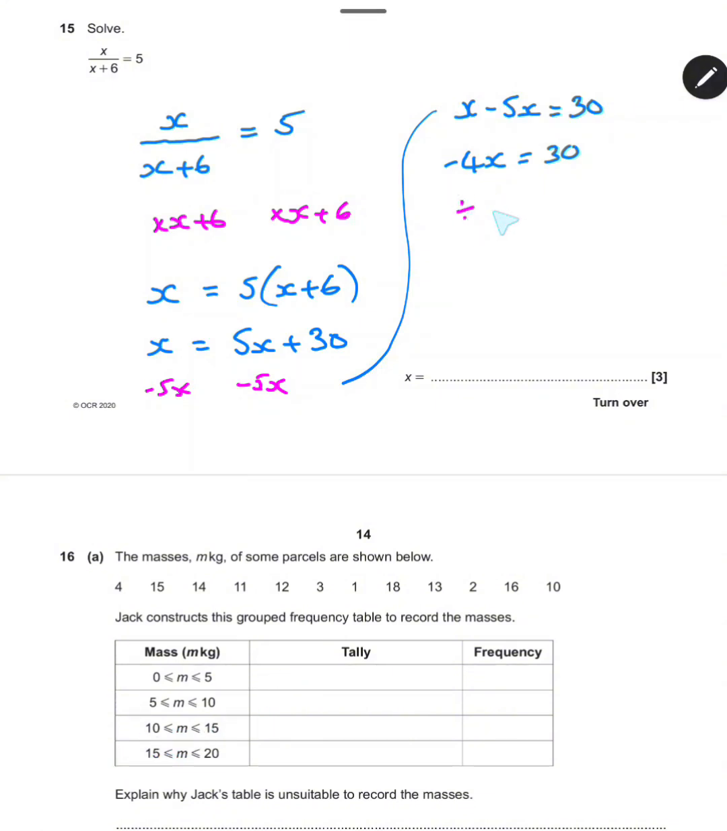We're going to divide both sides by minus 4. And we're left with x equals minus 30 over 4. Doesn't matter where you put that negative, top or bottom, still the same. And negative 30 divided by 4. Well, 30 divided by 4 is 7.5. So we end up with minus 7.5.